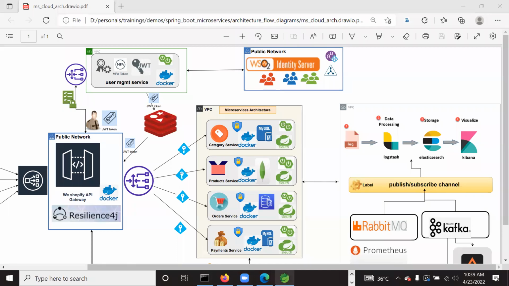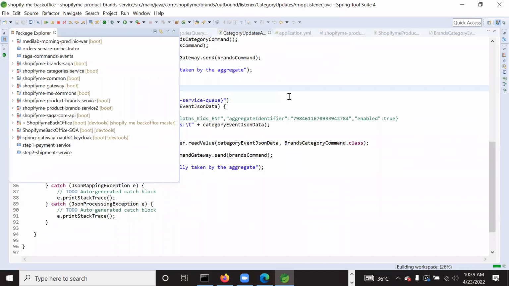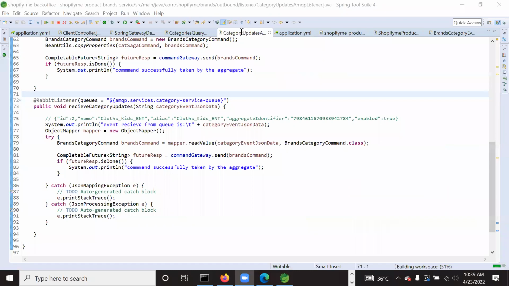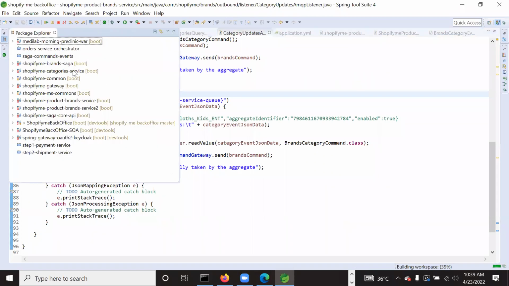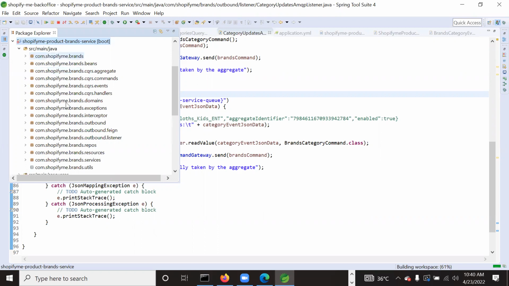So I'm trying to explain in real time how the situation will be. I think you are able to see my screen. You can see one source code snippet, isn't it? Let me open the Shopify Me product brand service. So this Shopify Me product brand service is one service, and there is another service called category service. This is a microservice.